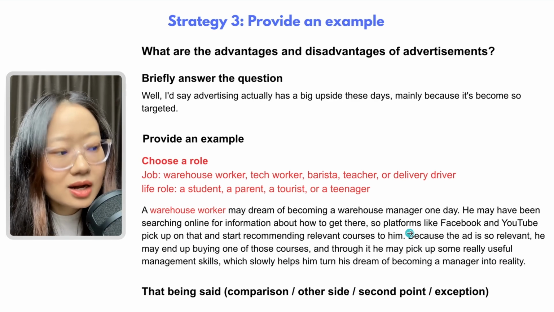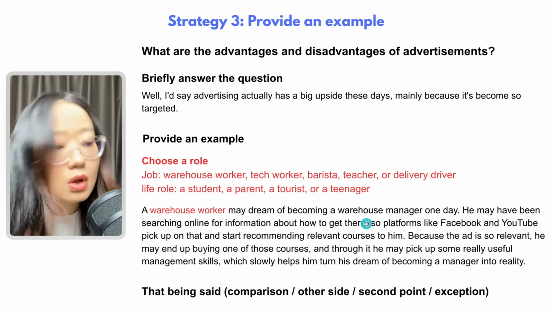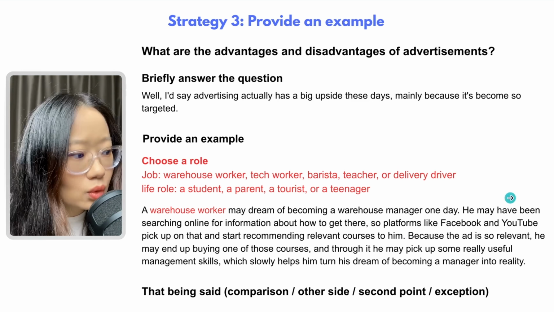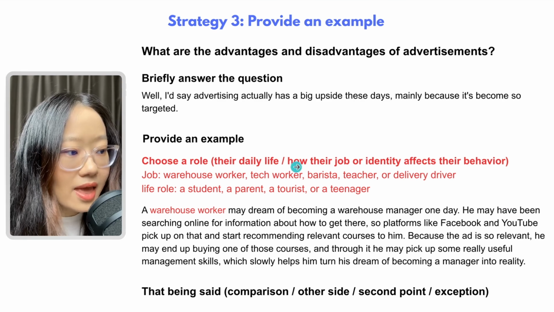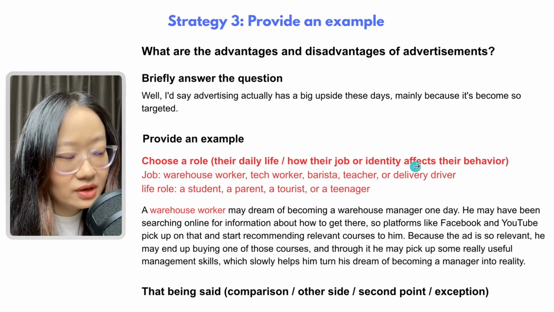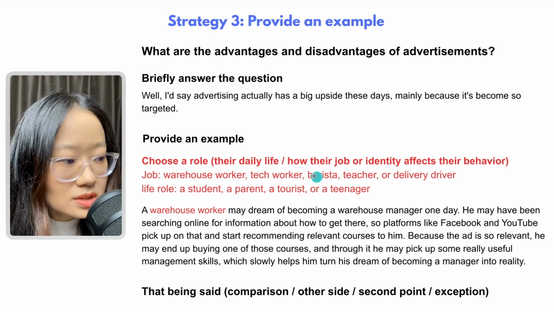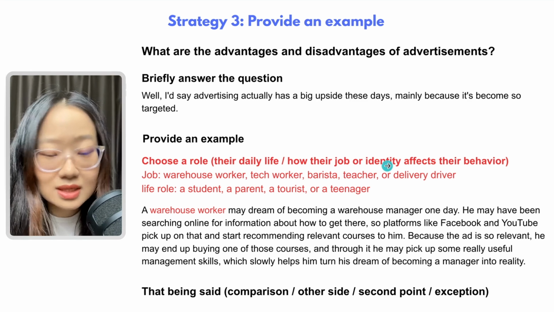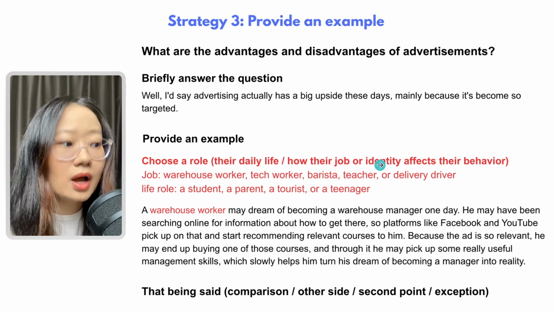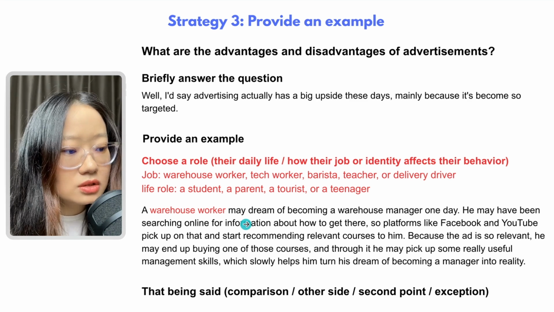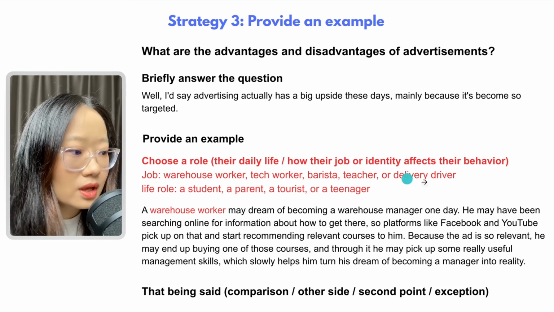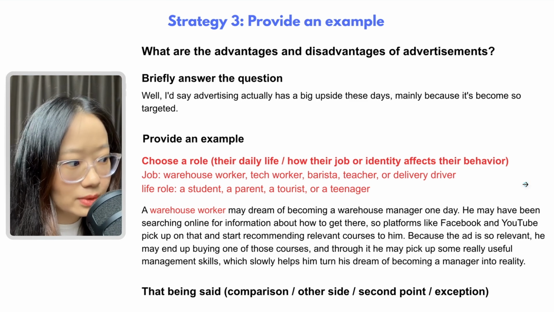As you can see, I don't talk about advertisements that much. Once we choose a role, we can talk more about that person. We can talk about their daily life and how their job or identity affects their behavior. What's his job or identity? He's a warehouse worker, so he probably doesn't know management skills. So he has to search for information online to learn those skills. Let me give you 2 more examples.